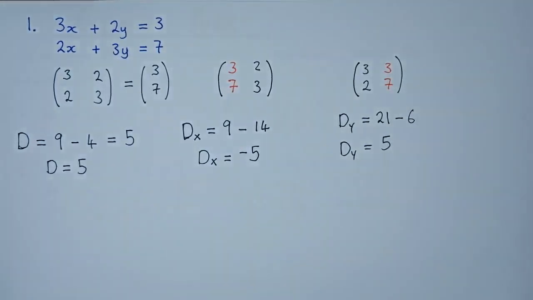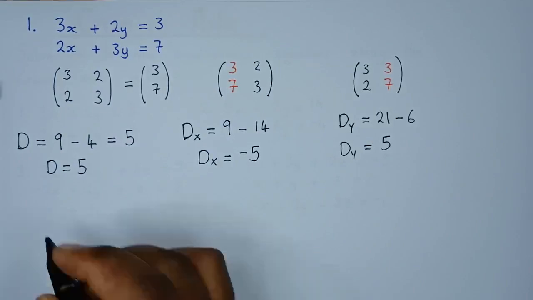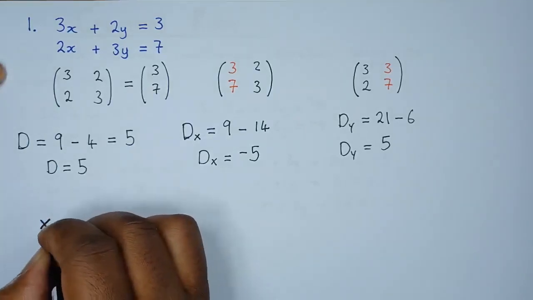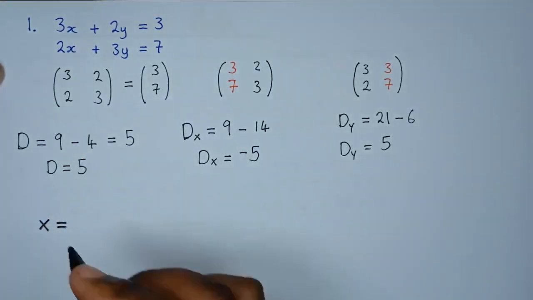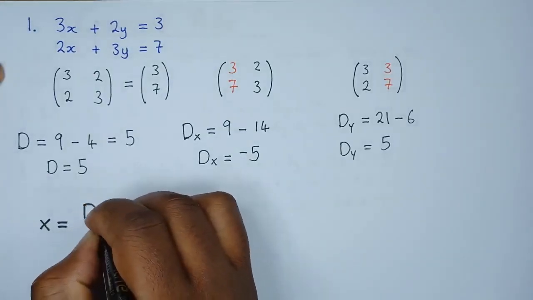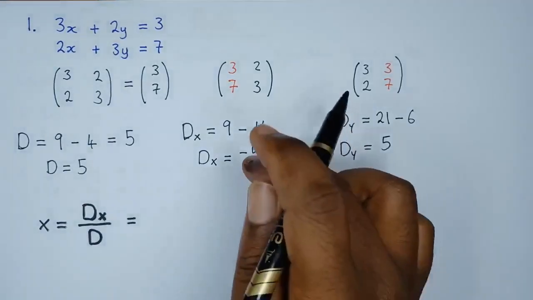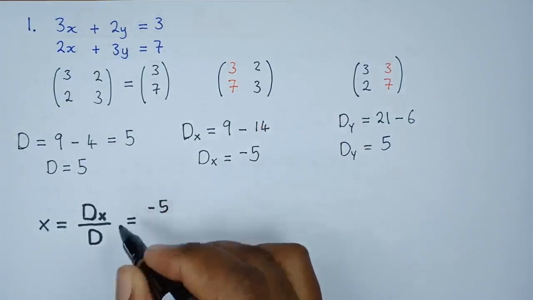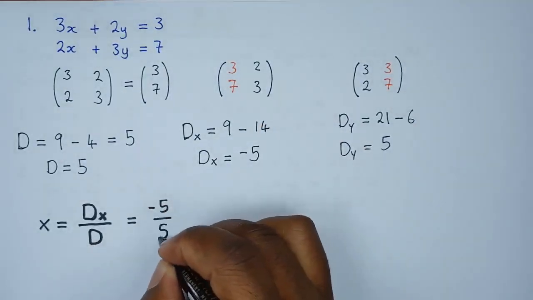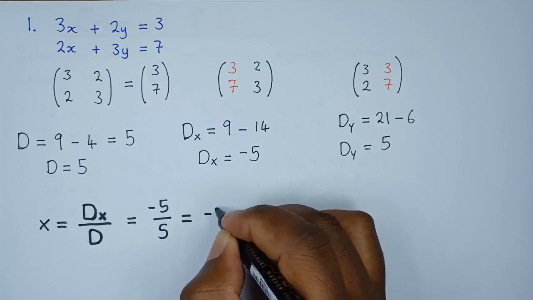Like that. So now that we have the three determinants, let's see how we can find the values of x and y. Finding the values of x and y is the easy part. The difficult part is finding the determinants. To find the value of x, x will simply be given by dx over D. Our dx we found to be -5, and our D, remember, was 5, so dividing the two, the value of x is -1.